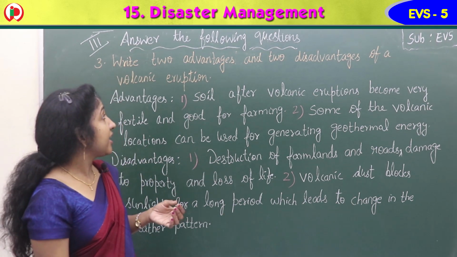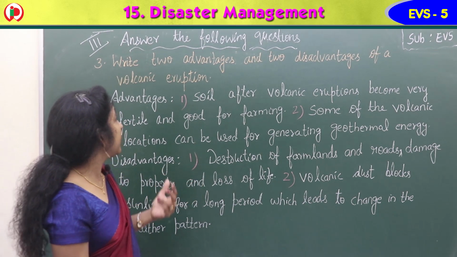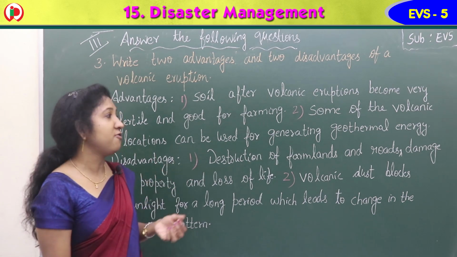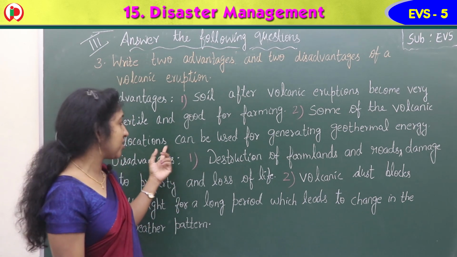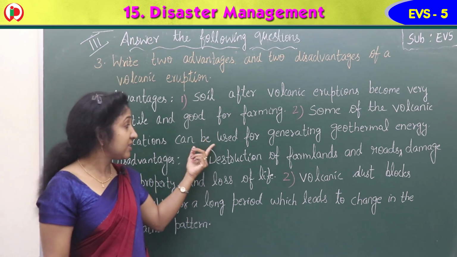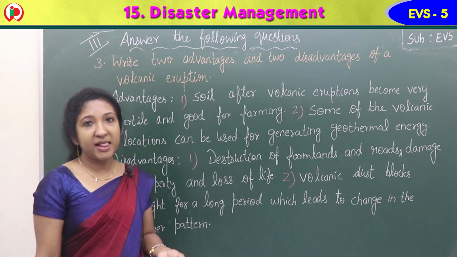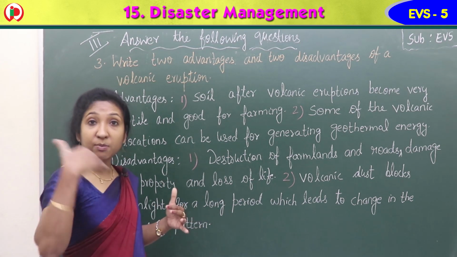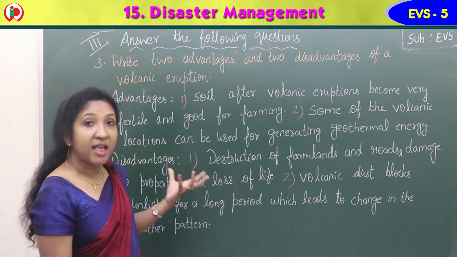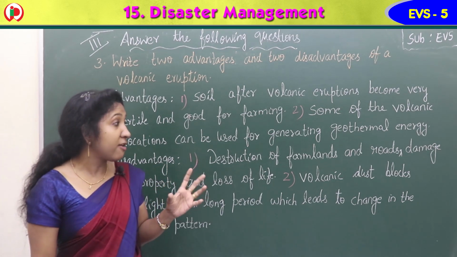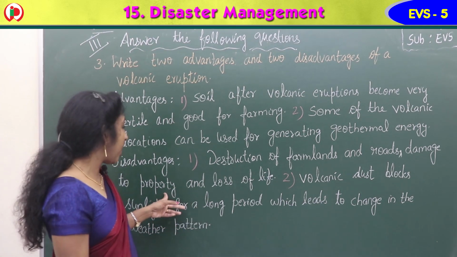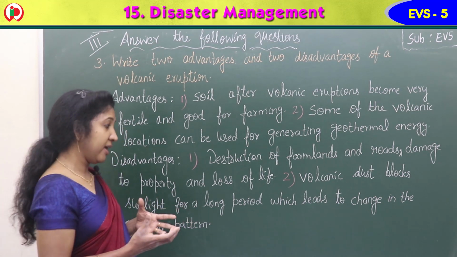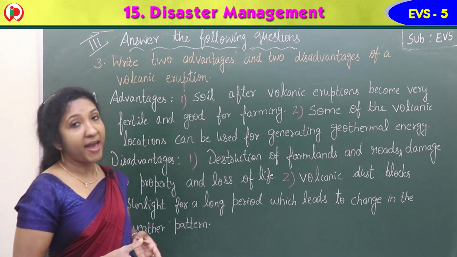So write 2 advantages and 2 disadvantages of a volcanic eruption. Advantages: soil after volcanic eruptions becomes very fertile and good for farming. Second, some of the volcanic locations, not all the locations but some locations, can be used for generating geothermal energy. Earth's heat energy can be used for cooking, bathing, generating electricity. Disadvantages: destruction of farmlands and roads, damage to property and loss of life. Second, volcanic dust blocks the sunlight for a long period, which leads to change in the weather pattern.